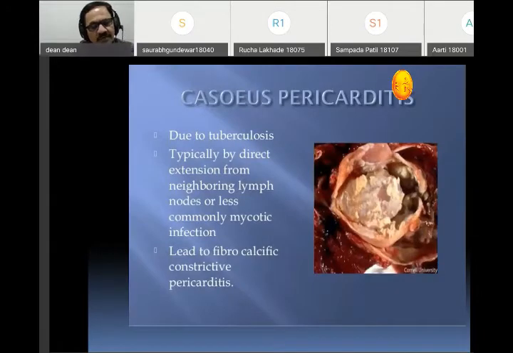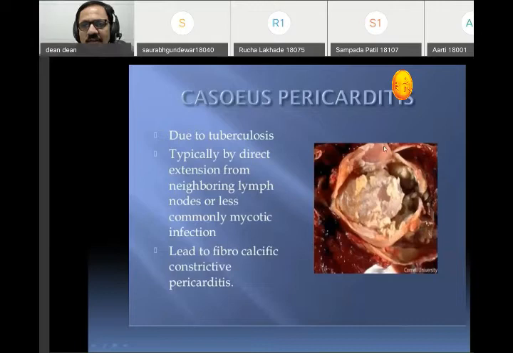So first we have seen the serous one. Second, fibrinoserous. Third, purulent variety. Fourth, we have seen this hemorrhagic one. And the last is a caseous type of pericarditis. So again, the name itself indicates caseous is there, meaning it is because of tuberculosis.